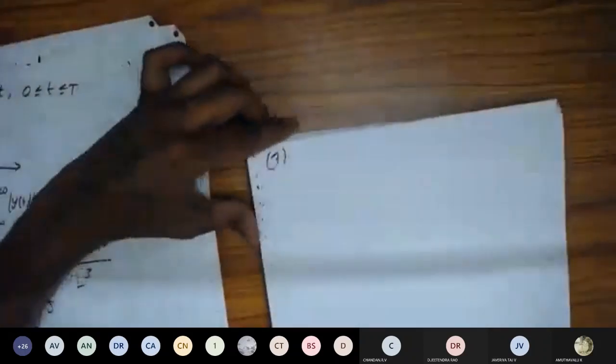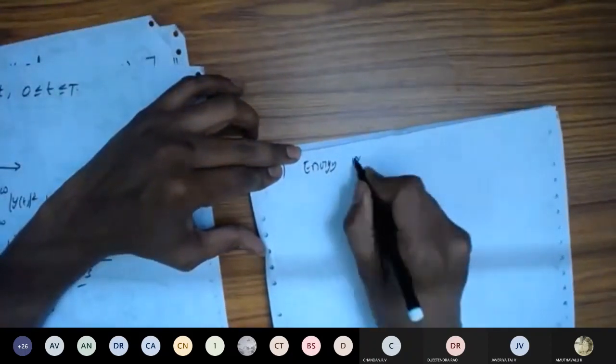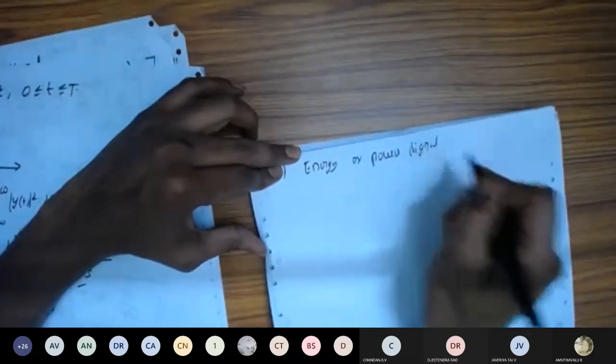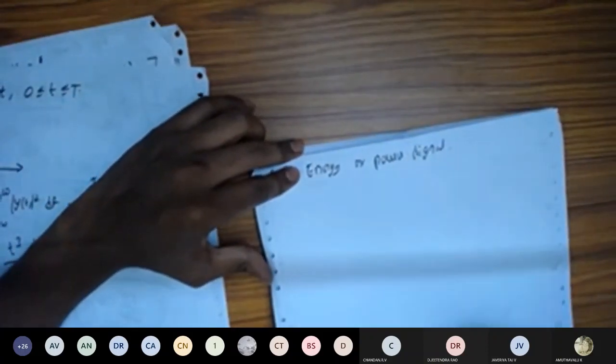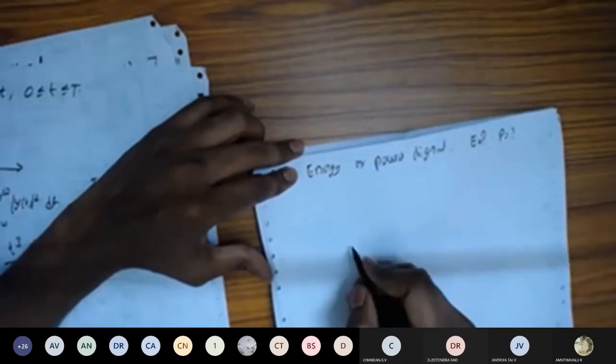Categorize the following signals as energy signal or power signal, and find the corresponding energy or power.